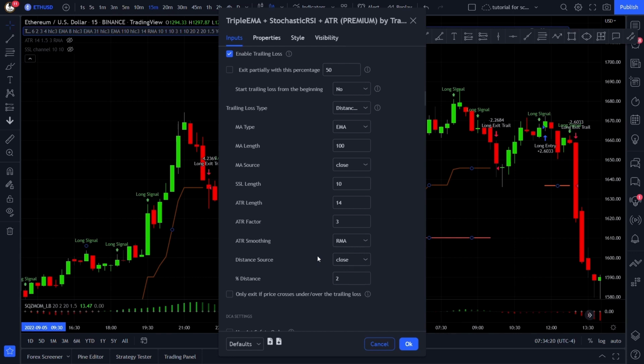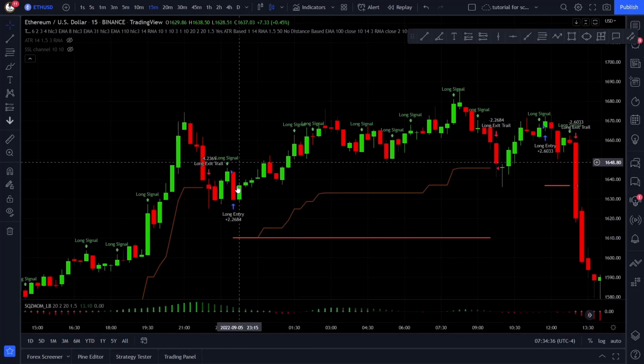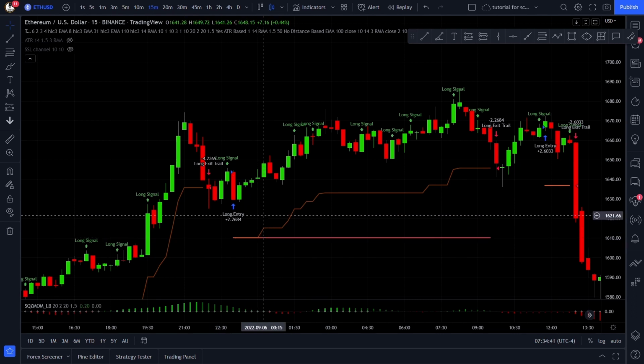Let's say we set the distance source to close and the distance percentage to 2. The script will calculate the percentage difference from the close of each candle in this case, and update the stop loss according to it. Let's see how it looks on the chart. Okay, here is a long entry with the basic stop loss. As you can see, the stop loss was not moved higher until this candle, and that's because the candles have not moved high enough for the percentage distance based stop loss to be above the base stop loss level.